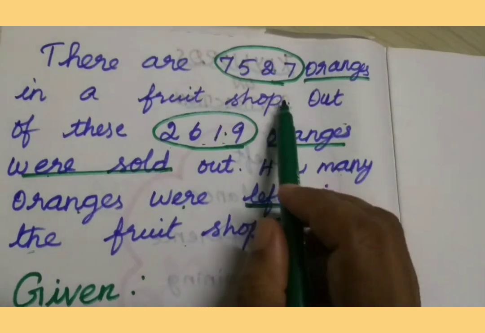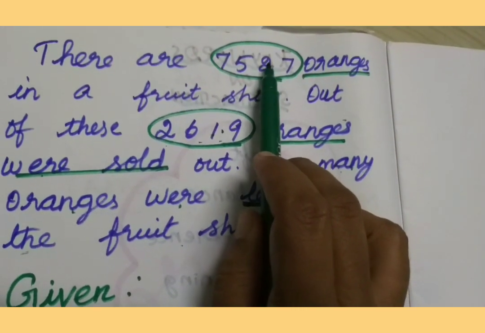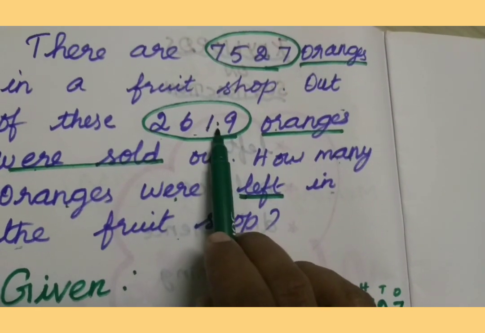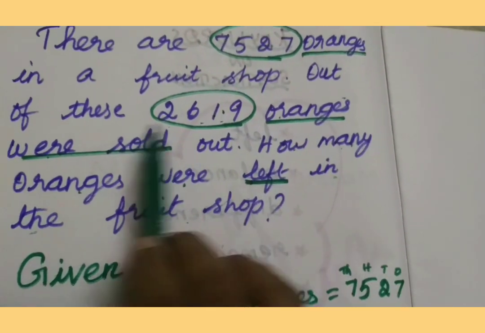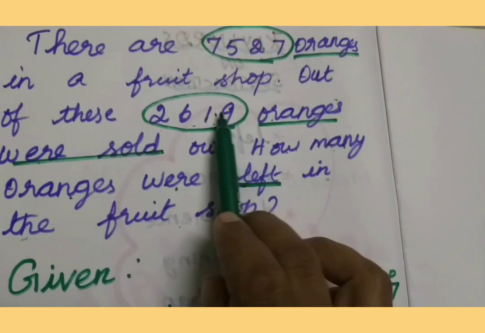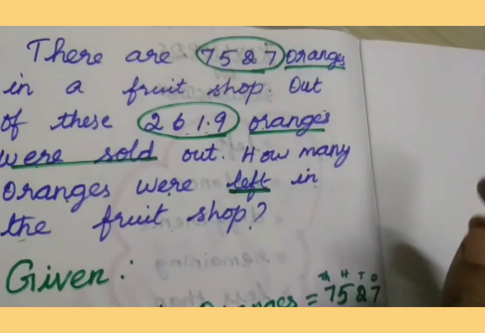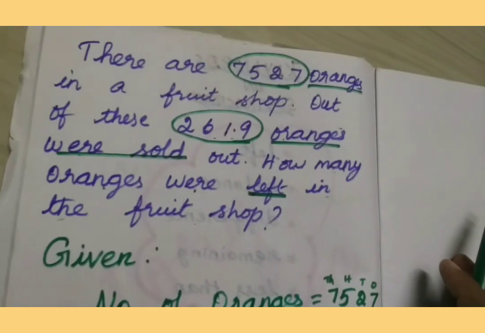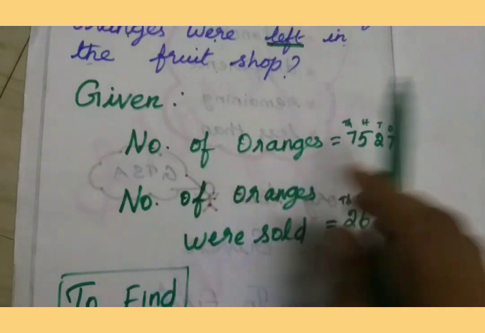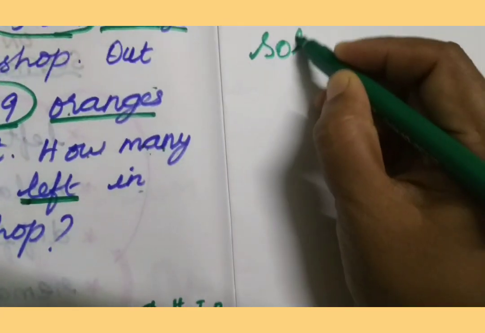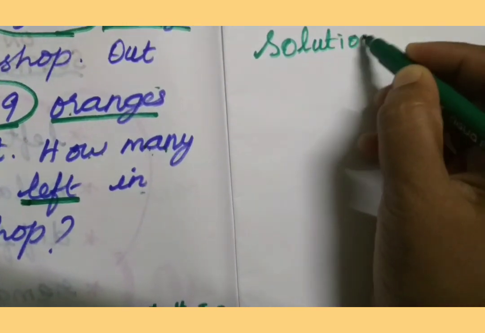Okay, in the first statement, you should write where the number is, near the word, and in the second statement, the next number near the word, that is oranges, number of oranges. You have to include "number of" and bring the number to the right hand side. And the third heading is solution.